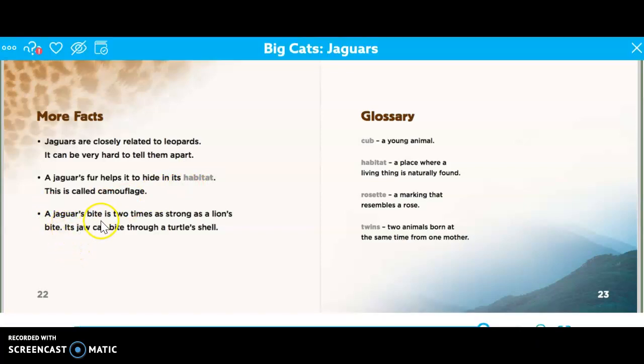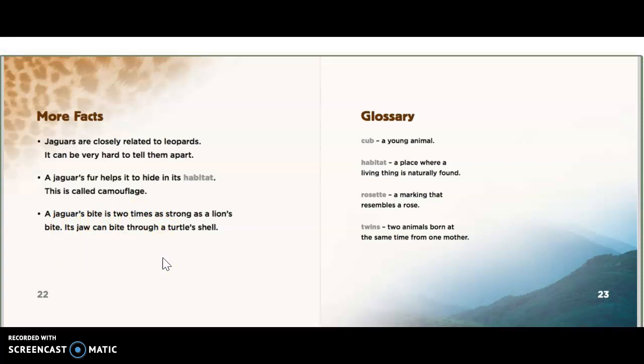A jaguar's bite is 2 times as strong as a lion's bite. Its jaw can bite through a turtle's shell. That's pretty hard.